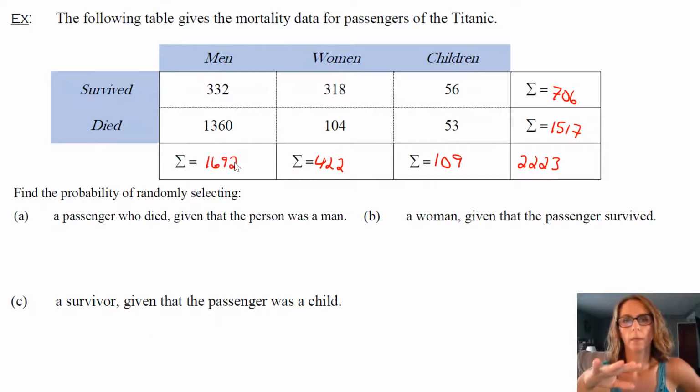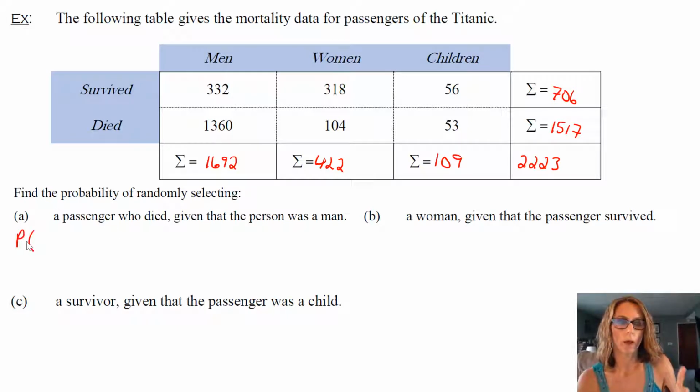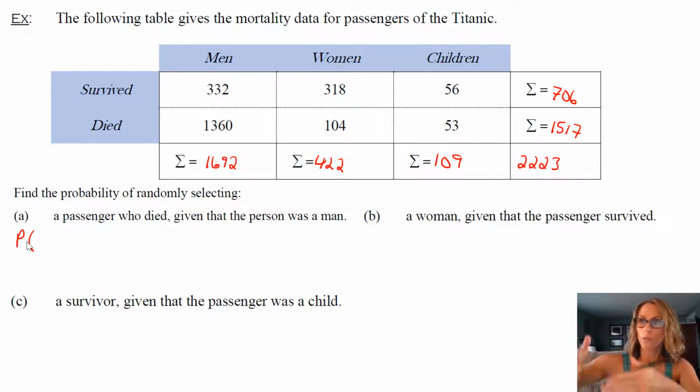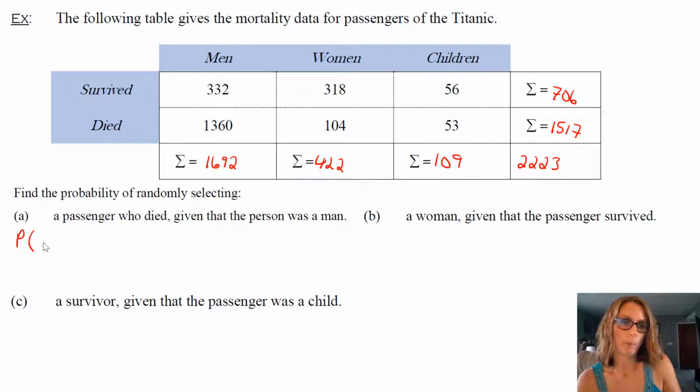So for every person that was on the Titanic, there's 2 pieces of information. Was it a man, a woman, or a child? And did they survive or did they die? So again, a lot of statistics are rather morbid. So let's look at some probabilities here. The probability that if we were to put 2,223 people in a bag and pull one out, randomly selected, what's the probability that we would be pulling out a passenger who died given that the person was a man?